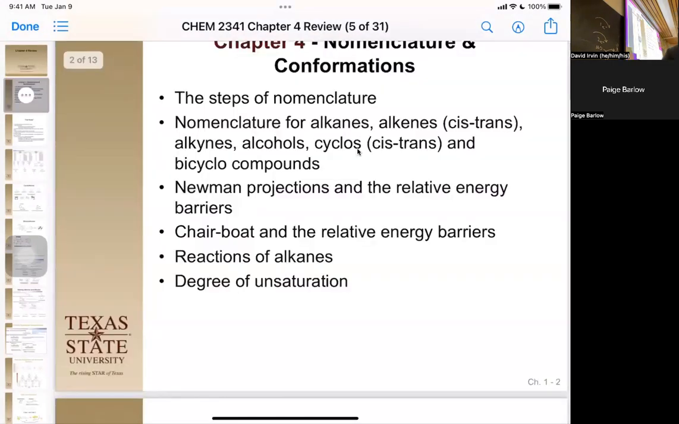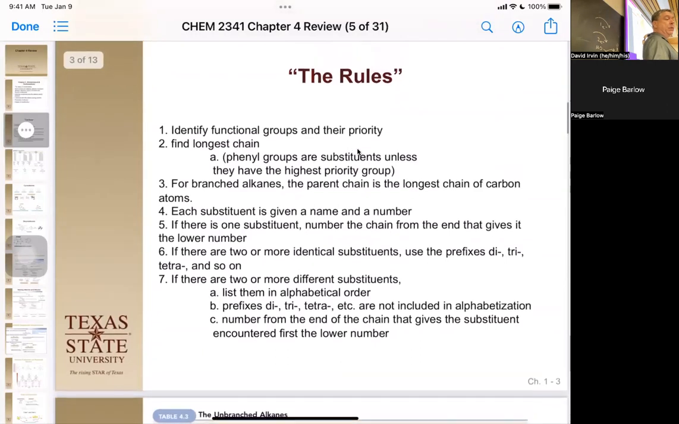In chapter 4, we're talking about nomenclature. We learned how to name many different classes all the way up to alcohols and some alkyl halides and stuff like that, right? We also learned alkenes with alcohols on them, enols, and alkynes with alcohols on them, ynols, okay? So we'll look at all of those, plus our cyclos and our cis-trans isomerization, and then our Newman projections, chair and boat, reactions of alkanes. We actually have a couple reactions, 3 technically, reactions of alkanes, and then degrees of unsaturation. So let's talk about the rules.